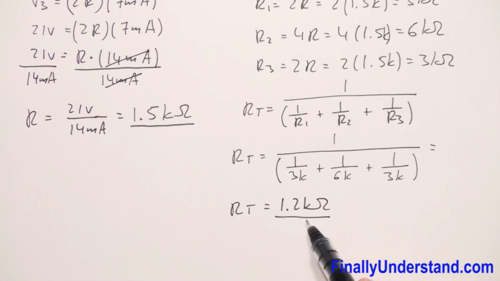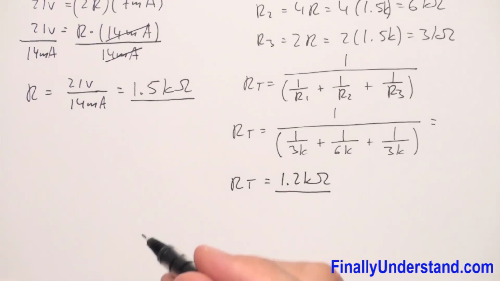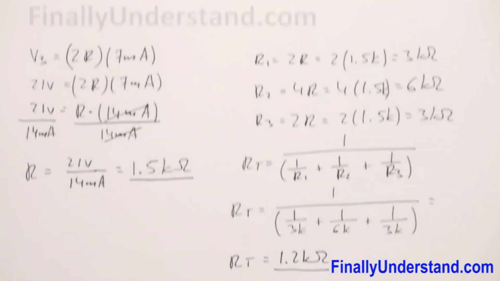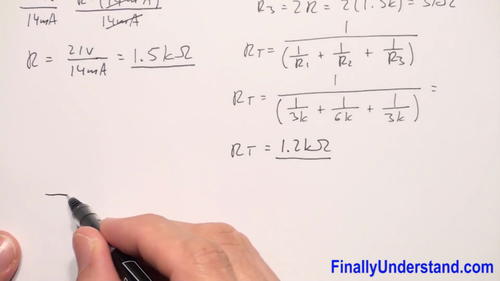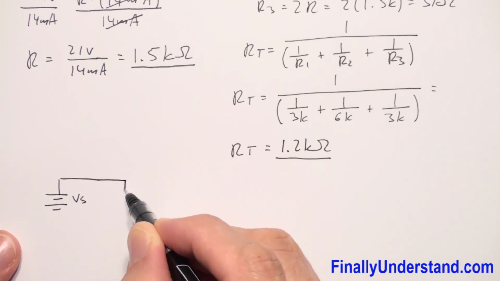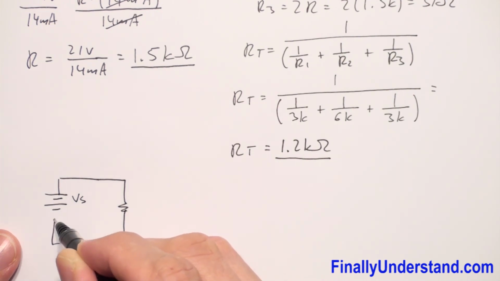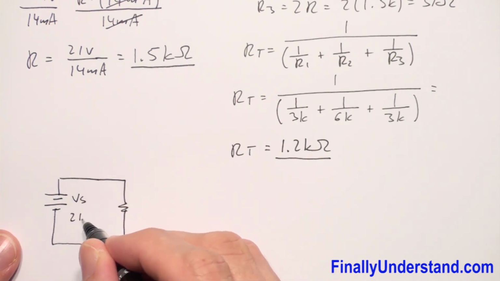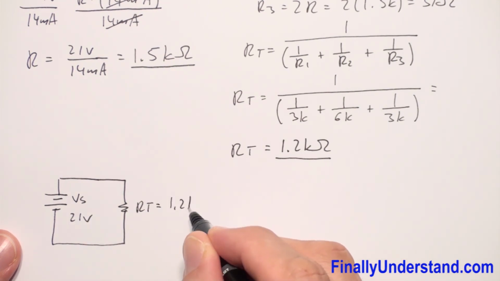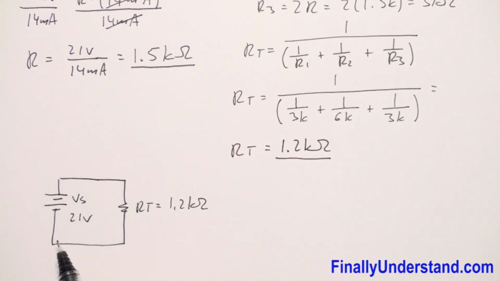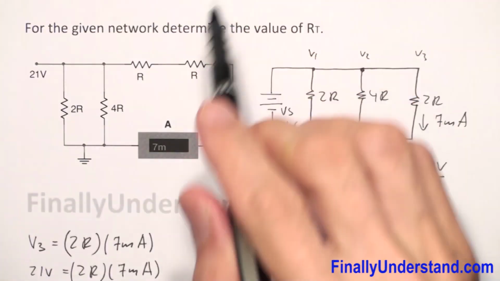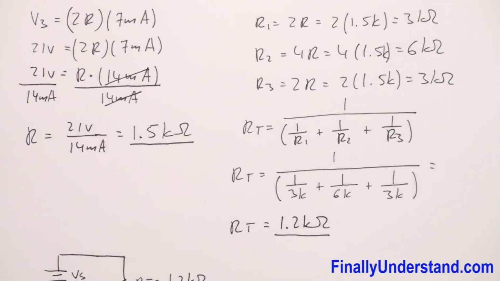If we found the total resistance, we can redraw the circuit and simply replace the entire circuit which we have over here by something very simple looking like this one. I have simply a voltage source, and this is my total resistance. The voltage source is equal to 21 volts, and R total is equal to 1.2 kilo ohms. So this is the equivalent circuit to the original one. We can say at this moment that the problem is solved.